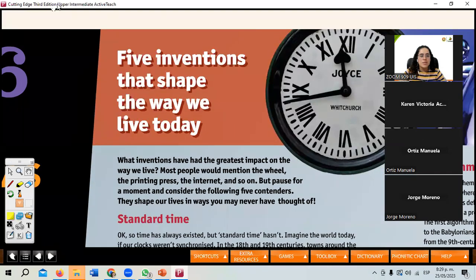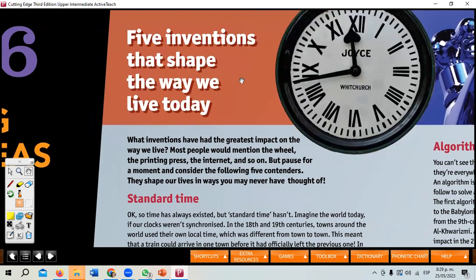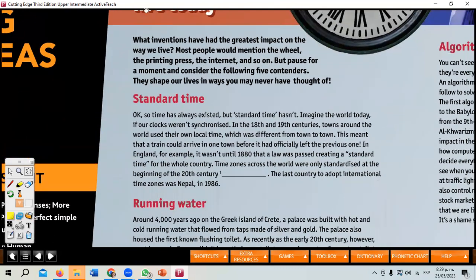All right, let's begin reading. Please, let's start with Catherine. 5 inventions that shape the way we live. Yes, Miss. 5 inventions that shape the way we live today. What inventions have had the greatest impact on the way we live? Most people will mention the wheel, the printing press, the internet, and so on. But pause for a moment and consider the following 5 contenders. They shape our life in ways you may never have thought of. Okay, thank you, Catherine.